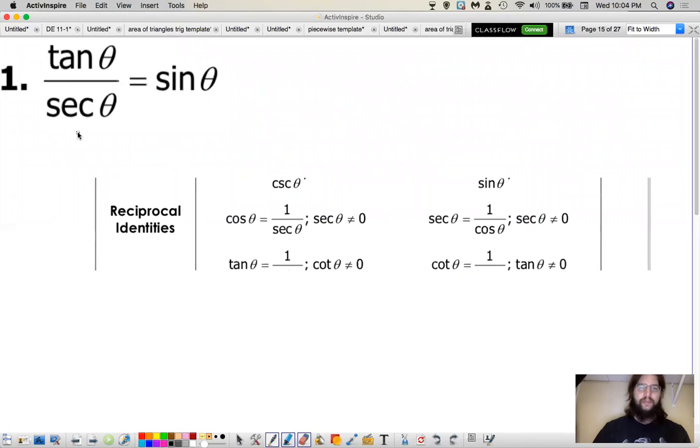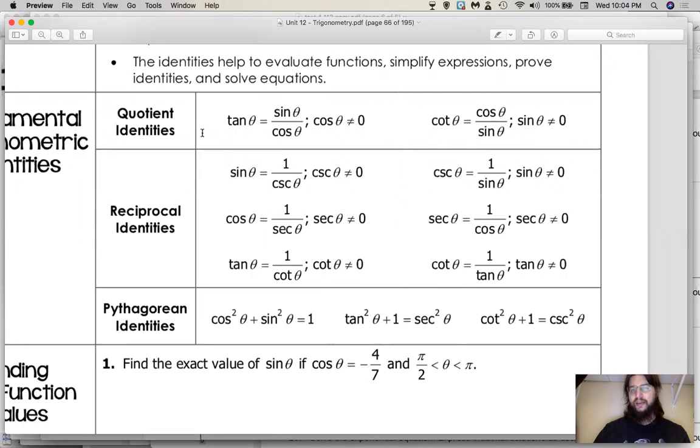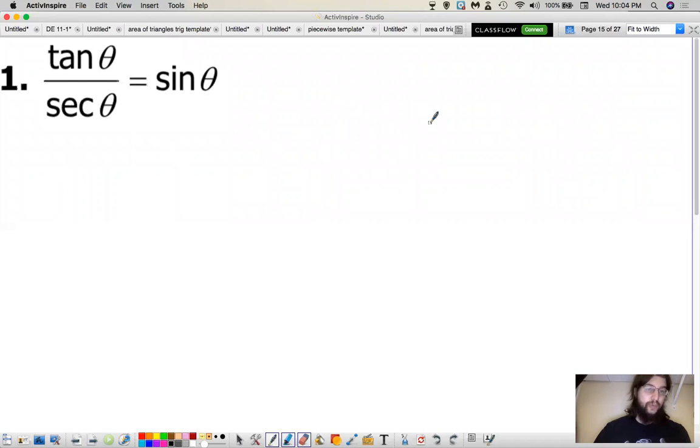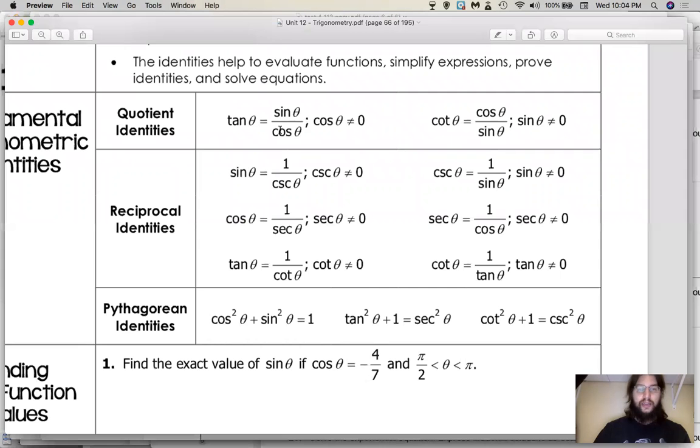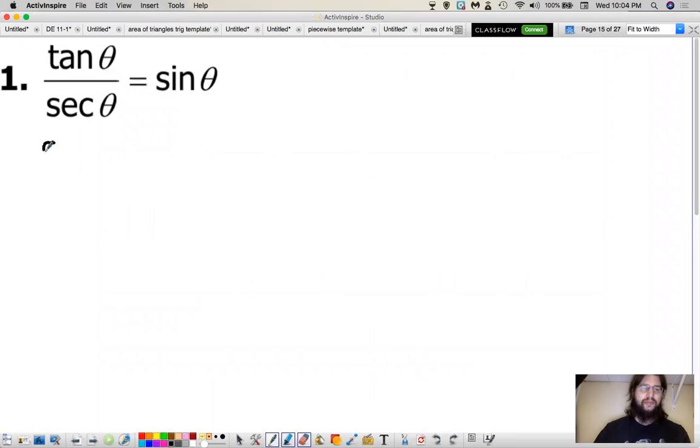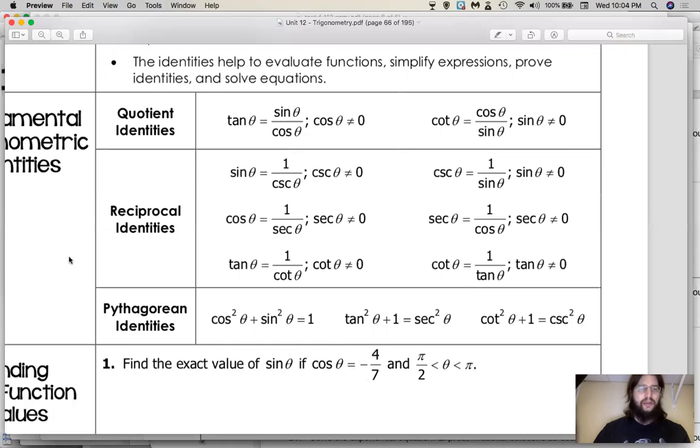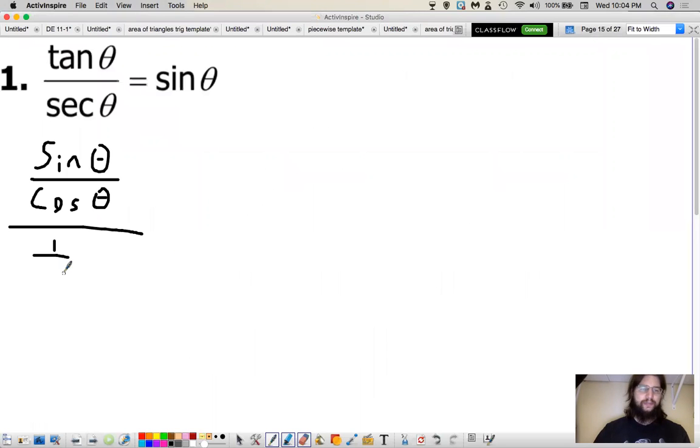So again, we pick the more complicated side. After that, we try and write everything in terms of sine and cosine if it's not already. We got a tangent and a secant. Tangent, sine over cosine. Secant, 1 over cosine. Let's see what happens. These do get long, so make sure you give yourself plenty of space to work. So secant is 1 over cosine. And if we look at it, we have a fraction divided by a fraction. 5th grade math again.